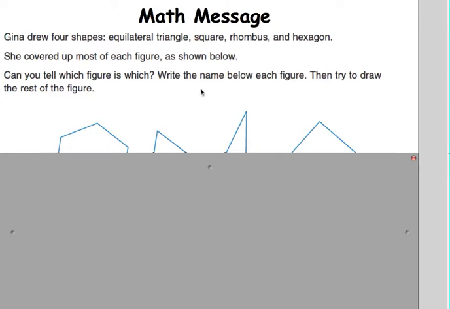Now, if I'm thinking about solving this problem, I'm going to take a look at what I have here first. And I can see that this shape is going to have more than 4 sides when it's complete. Therefore, I know that it can't be a triangle or a square or a rhombus. So this first shape has to be the hexagon.